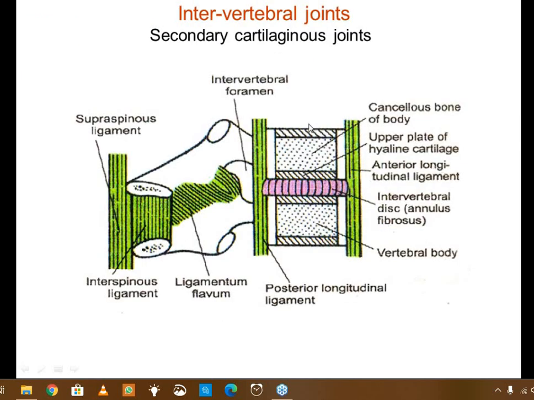This is the posterior view of the thoracic cage. In this you can see a section through the vertebra to show you the intervertebral disc. One vertebra is the lower. Vertebral bodies are lined by hyaline cartilage, and between them is this fibrocartilaginous intervertebral disc. The two plates of hyaline cartilage, one above, one below, with the fibrocartilaginous disc in between, form the secondary cartilaginous joint.